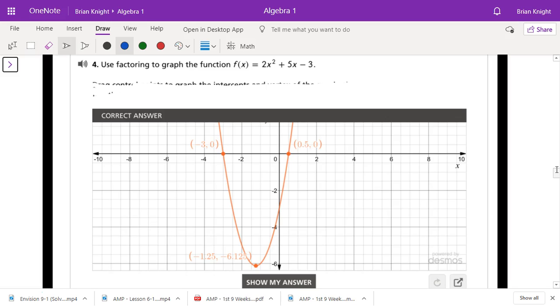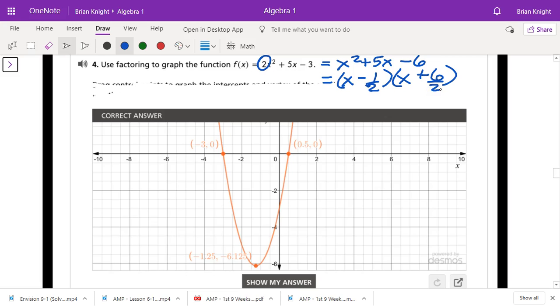All right, so here it says use factoring to graph the function. Okay, I'm going to factor that out. I'm going to borrow because it's nice and quick. X squared plus 5x. 2 times negative 3 is negative 6. What two numbers multiply to be negative 6 and add up to 5? Negative 1, positive 6. Okay? What did I divide by? What did I borrow? The 2. So divide by 2.